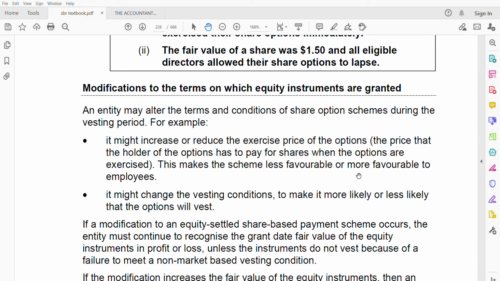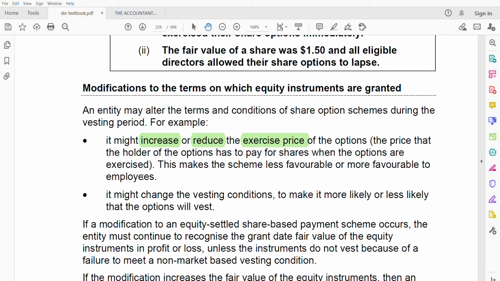It might increase or reduce the exercise price of the option. So they might increase or reduce the exercise price of the option. This is a modification, meaning you are making some changes to that share option scheme. So increasing or reducing the exercise price is also known as a modification. This makes the scheme less or more favorable to employees.